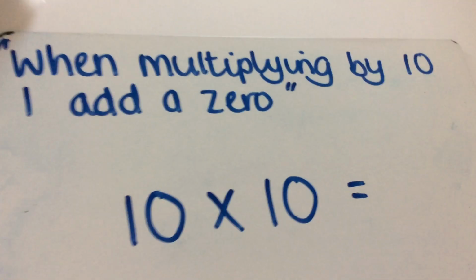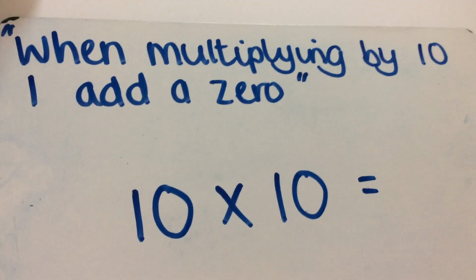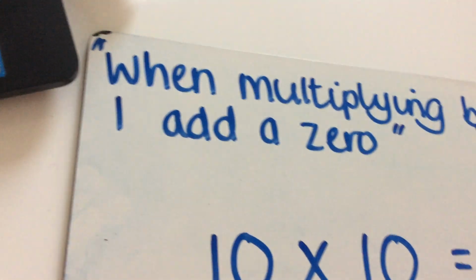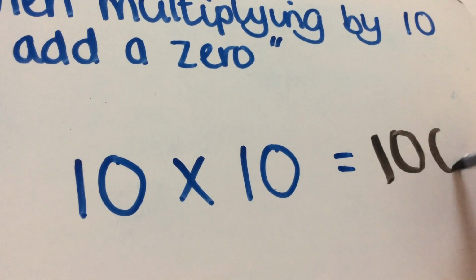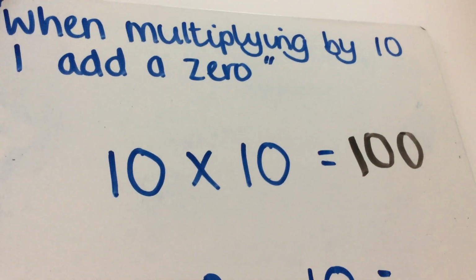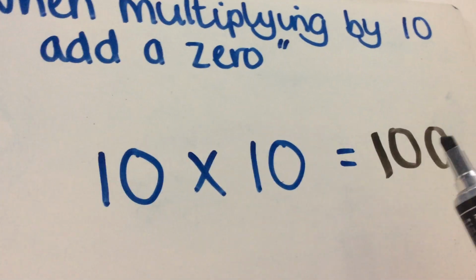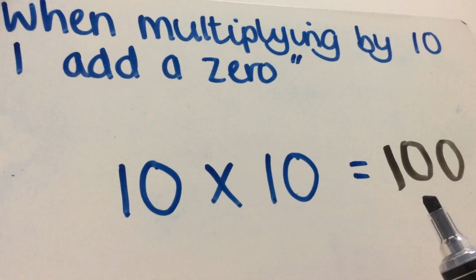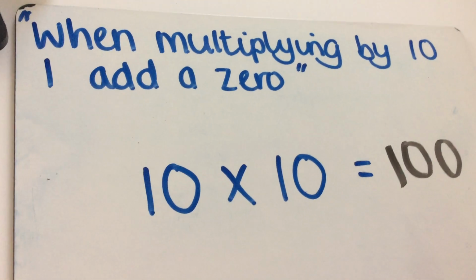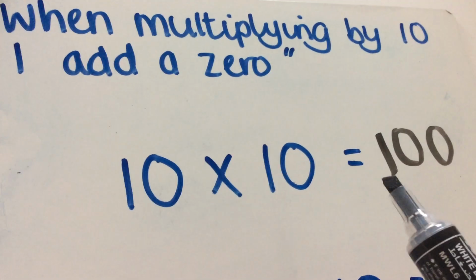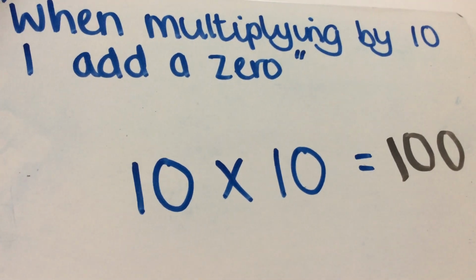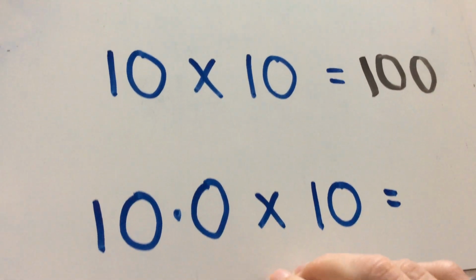Right, here is my example here. So when multiplying by 10, I add a 0. And you might say to me, Miss Halls, it works. Yeah, because 10 times 10, I know my 10 times table, just add a 0 on the end and I get 100, and it's so easy. Now this is kind of like using a calculator, isn't it? If you know what to do and you just plug that in, you get the answer. But what we want you to do is really understand what's going on with the numbers.